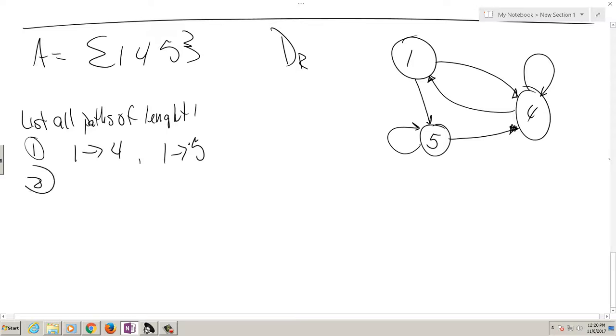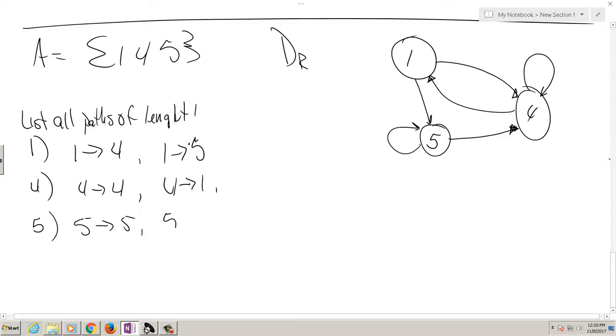All right, so now let's move to node, not node 2. Let's move to node 4. 4 to 4? 4 to 1? Any others? All right, so then the last one is 5. Let's list all paths of length 1 from 5. Excellent.